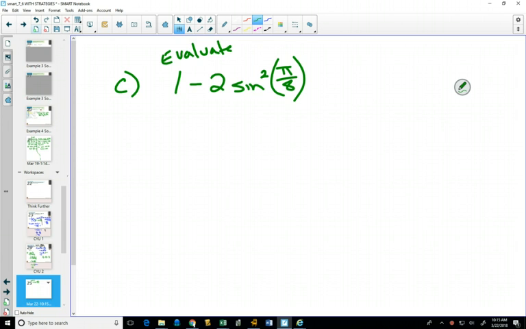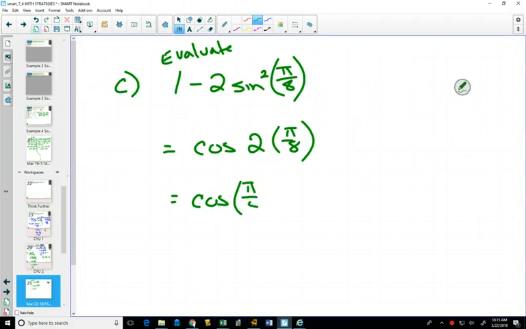Well, we have to look through our formulas. Does that match up with any of the formulas that we have? Yeah, it's a cos one, right? Cos 2 times alpha. And if I do 2 times pi over 8, what does this become? Just pi over 4. And that is on your unit circle, so now we can evaluate it. Whereas at the beginning you weren't able to evaluate, now you are. Make sense? Okay?